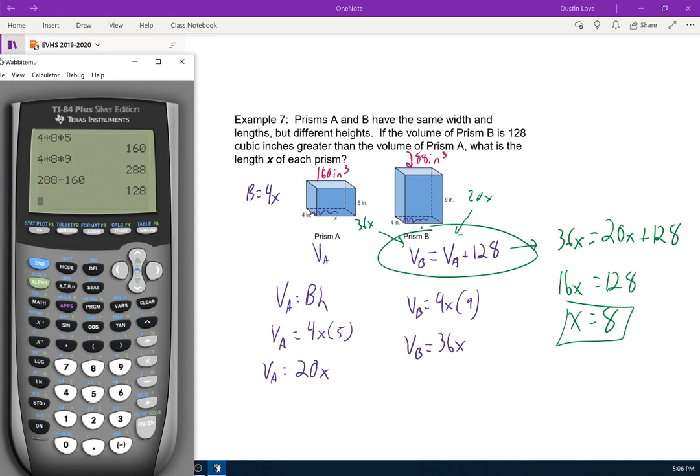So to recap that, we started off by writing the volume formulas for each. We wrote that volume B is going to be 128 plus volume A. That came from the second equation. Then I calculated the volume of each one with the X in it, and worked our way down to get 20X and 36X. Then I plugged in 36X for volume B and 20X for volume A, and solved for X.